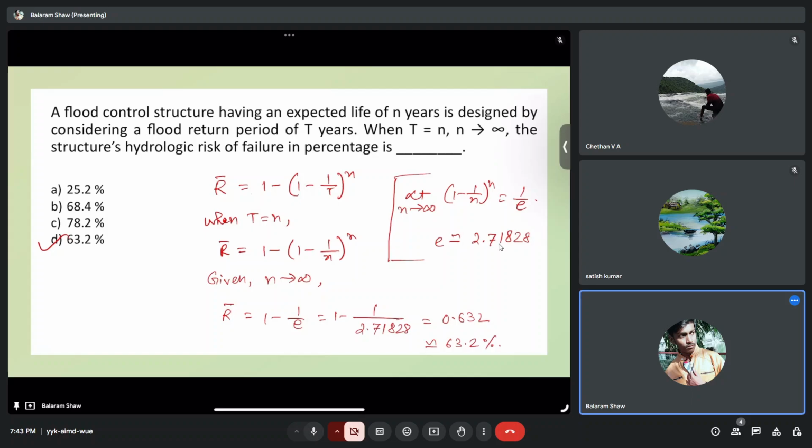Drainage improvement in urban areas: we know how we do drainage improvement. We remove the clogs, we build some structures there. So that is one of the structural flood control methods. Dams and reservoirs are also structural flood control methods. Watershed management and land treatment are also structural.